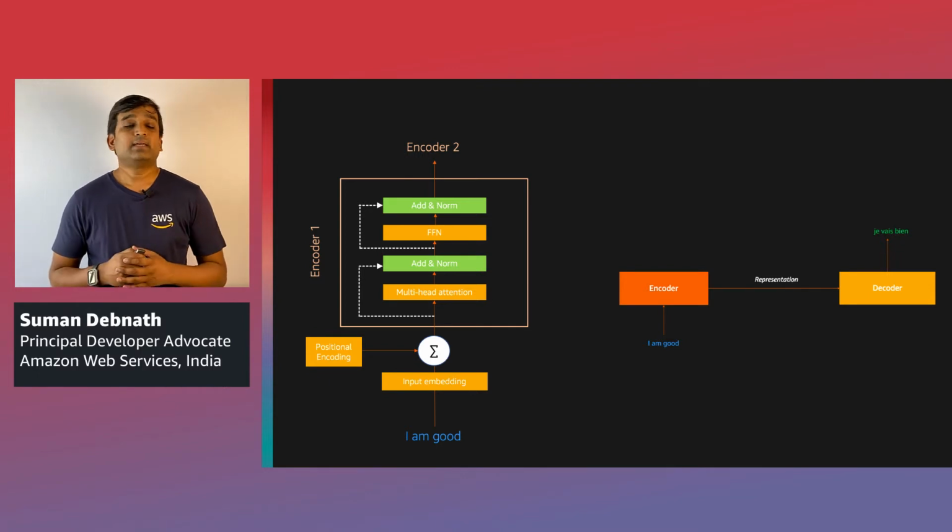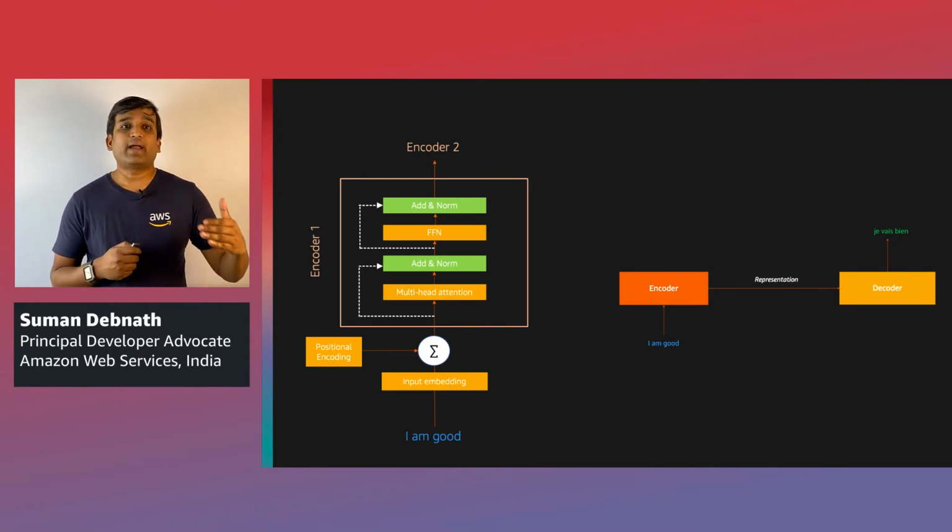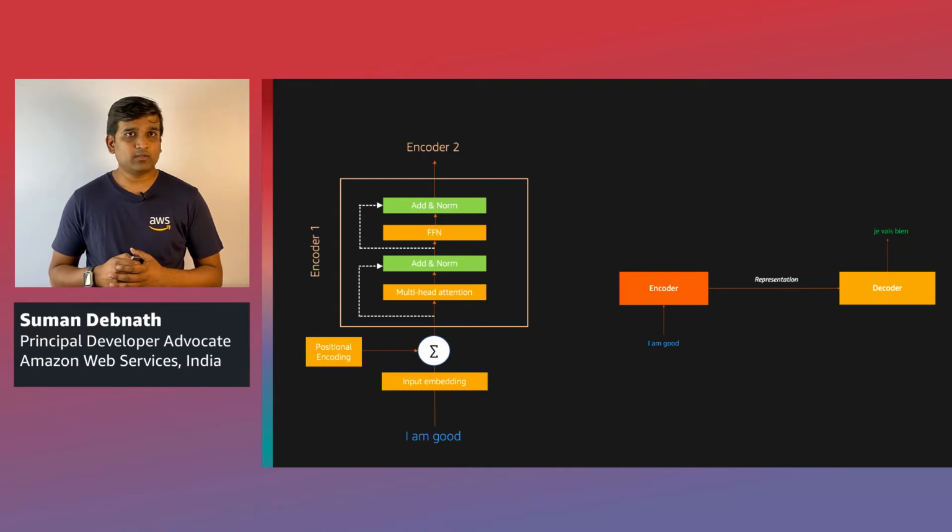The decoder takes the encoder representation as the input and tries to generate the target sentence. In this example, the decoder will take the final representation of the English sentence "I am good" from the final layer of the encoder block, and it will be used as the input to generate the French sentence, or the target sentence, as output.